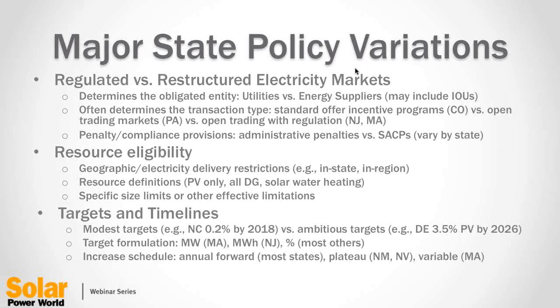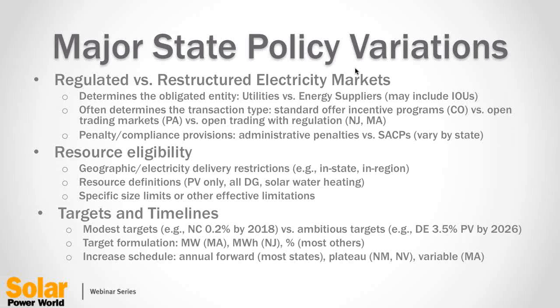There are also some pretty significant variations in terms of resource eligibility. That could be geographic eligibility, whether a state limits qualifying resources to those that are located in the state within the region, potentially requires delivery through the bulk transmission system of electricity for larger scale systems. It can take the form of resource definitions, whether the state RPS is PV only, which happens in a couple cases, whether it's just distributed generation, which of course could include other technologies beyond solar, whether it includes solar water heating, whether it's solar electric only, which potentially includes solar thermal electric, which is a possibility in the Southwest, and then sometimes specific size limits or other effective limitations on system size.